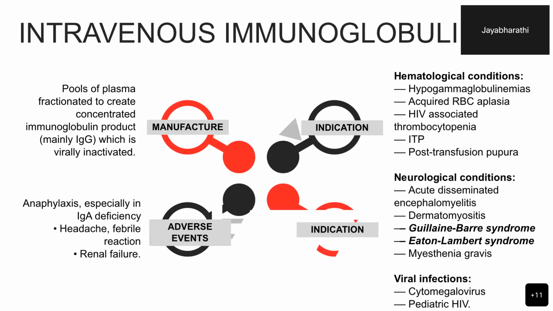Indications include hematological conditions like hypogammaglobulinemias, acquired RBC aplasia, HIV-associated thrombocytopenia, ITP, and post-transfusion purpura. Neurological conditions like acute disseminated encephalomyelitis, dermatomyositis, Guillain-Barré syndrome, Lambert-Eaton syndrome, and myasthenia gravis, and viral infections like cytomegalovirus and pediatric HIV. Adverse events include anaphylaxis, especially in IgA deficiency, headache and febrile reactions, and renal failure.